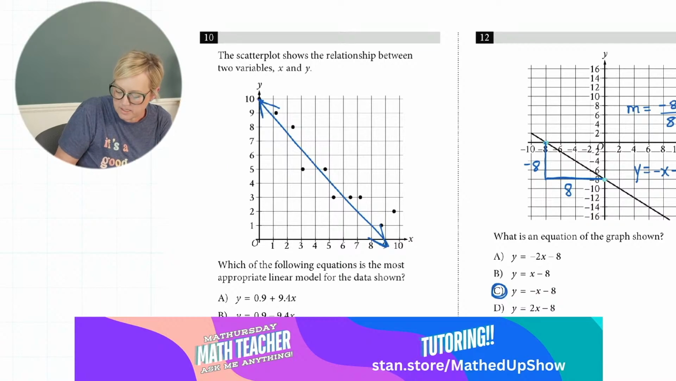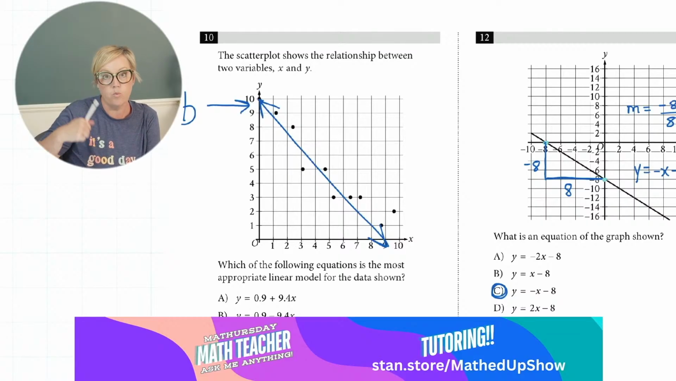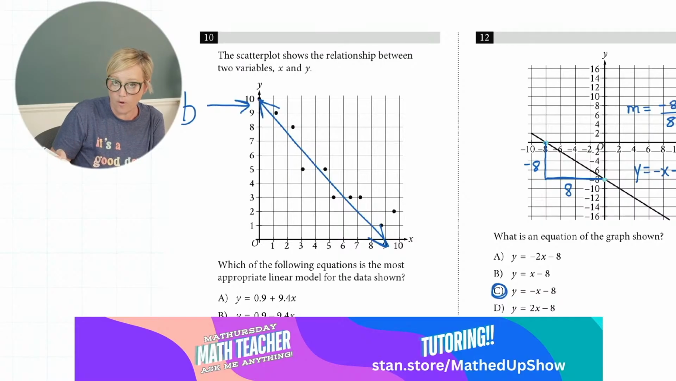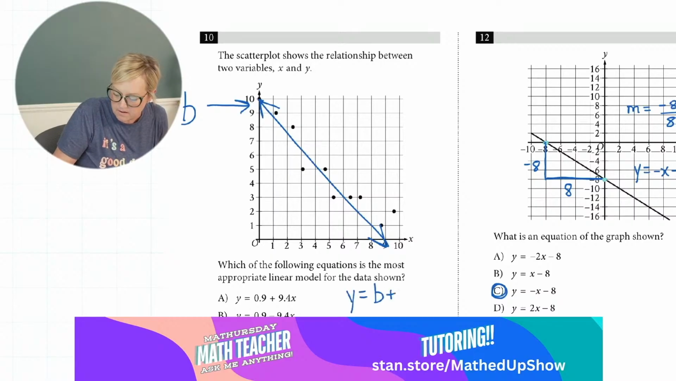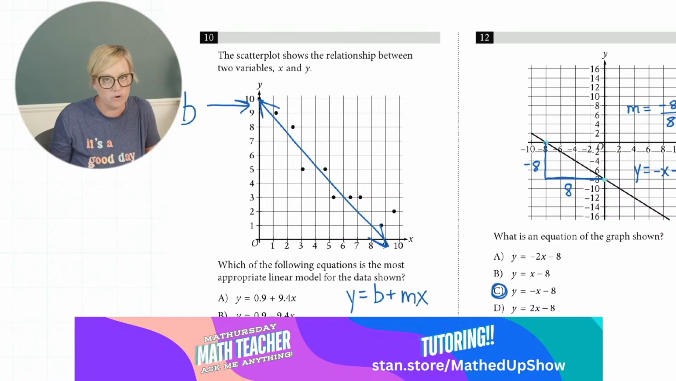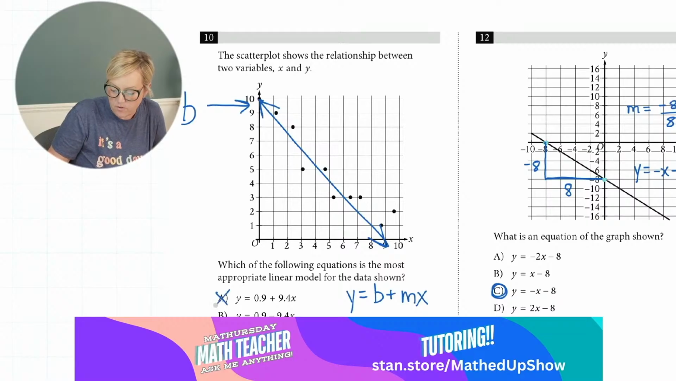So this part up here is going to be my b value, right? So my y-intercept is going to be somewhere up here. Now I know that these are not written out as y equals mx plus b. They're written out as y equals b plus mx, which is fine. That works too. Okay, so b is still my y-intercept. Now my y-intercept I know is up here. So it is not going to be A or B, because these both have a y-intercept of 0.9. Not right. So now I'm looking at C and D.